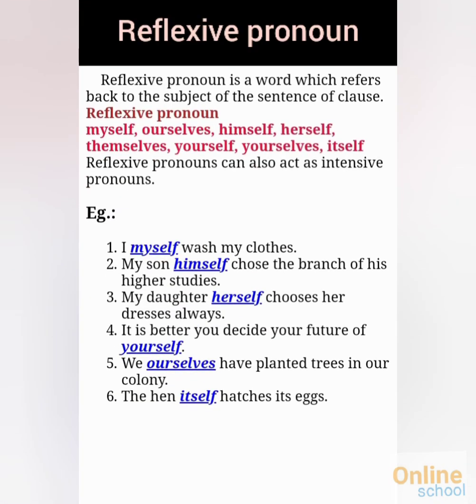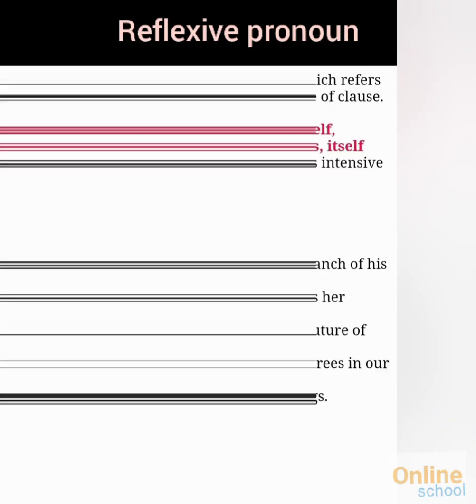Now, what is a reflexive pronoun? A reflexive pronoun is a word which refers back to the subject of the sentence or clause. Reflexive pronouns are myself, ourselves, himself, herself, themselves, yourself, yourselves, itself. Reflexive pronouns can also act as intensive pronouns.